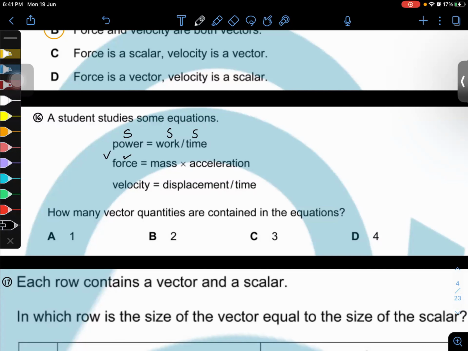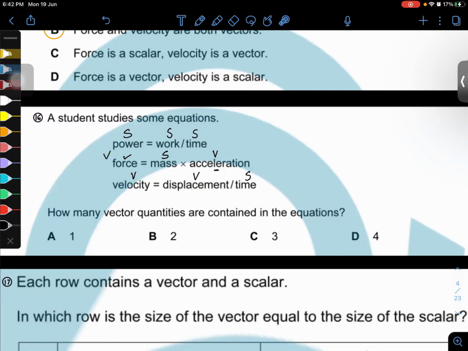It's weight that has direction. That is towards the center of the earth. लेकिन mass की कोई direction नहीं होती. So it's a scalar. Acceleration की direction होती है. It is a vector. Velocity भी vector है, displacement भी vector है, and time is a scalar. So how many vector quantities do we have? 4.